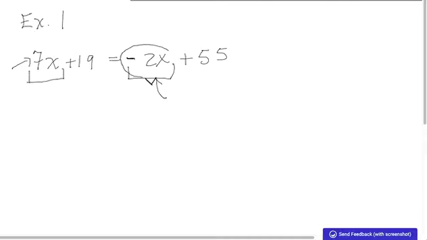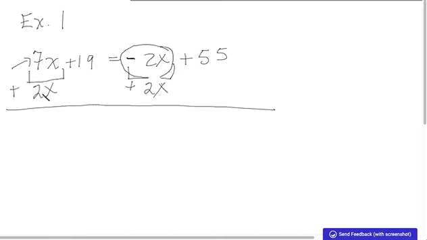All right, so we're going to start with moving the 2x, the minus 2x. And so we're going to still use inverse operations to do that. So I'm going to add 2x to both sides. Now when I do this, I get 7x plus 2x, that's going to give me 9x plus 19 equals 55. And moving the 2x over here gives me a positive coefficient.